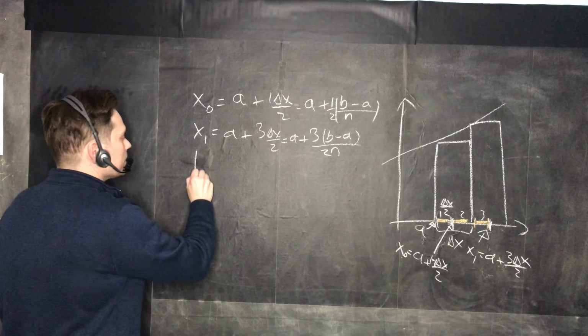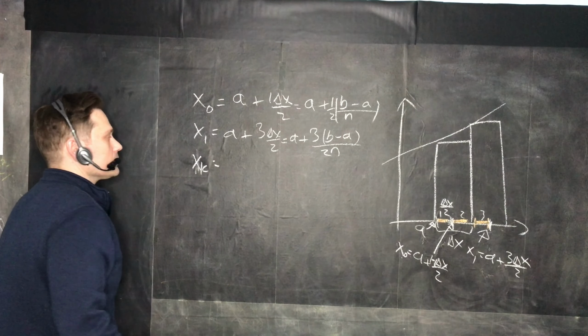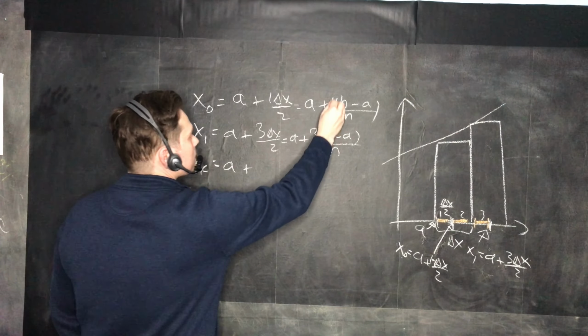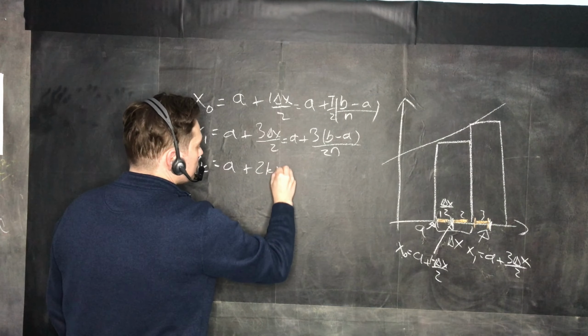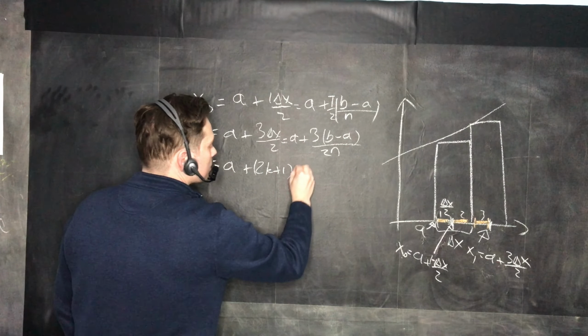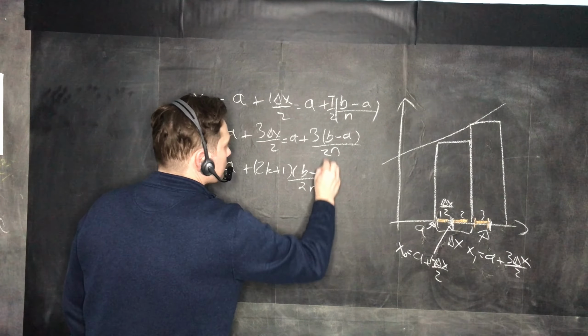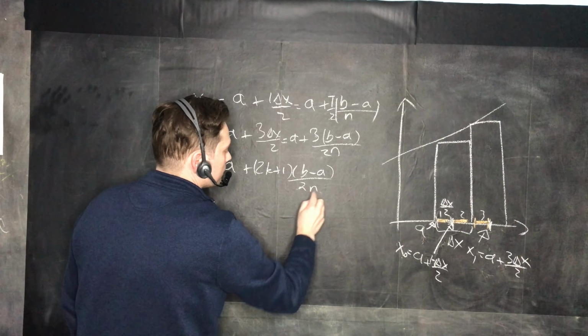So in general, you could have something of the form x sub k, and this would be equal to a plus, and notice this is an odd number. This is a one, odd number, odd number. So you're going to have 2k plus 1, and then multiplying that by b minus a over 2n, from the 2 times n. Same thing, this would be like 3 over 2n for that reason.